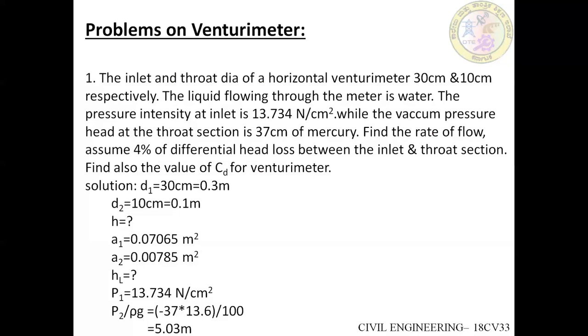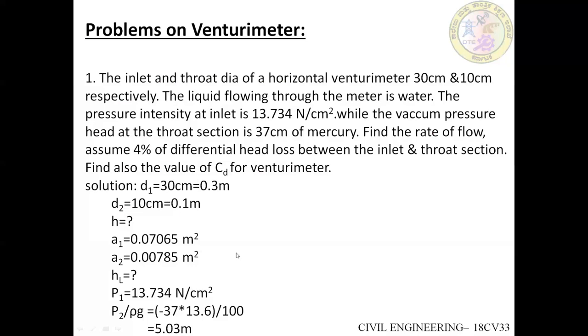See, in this problem, we need to determine the rate of flow. This is a different kind of problem where the loss is given, and this is for a real fluid flow problem. Here they have given the inlet and the throat diameter, that is d1 equal to 0.3 meter and d2 equal to 0.1 meter. You need to convert centimeter to meter, so 30 centimeter becomes 0.3 meter and 10 centimeter becomes 0.1 meter. So we can directly calculate area 1 and area 2 by using the formula pi d square by 4.